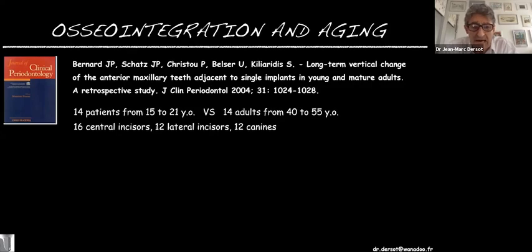Today, I will say that it's quite forbidden to insert an implant before 25 years. And the second population is, I will say, adults from 40 to 55. You see that there are 16 central incisors, 12 lateral incisors, and 12 canines.